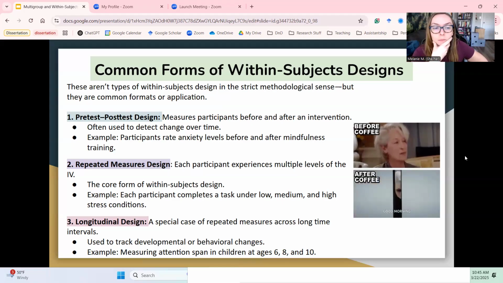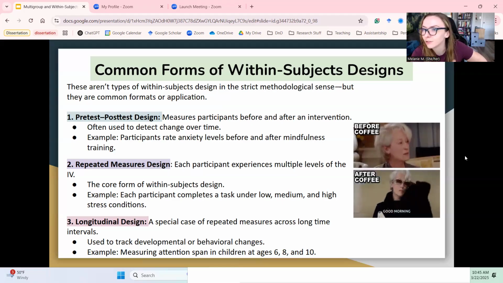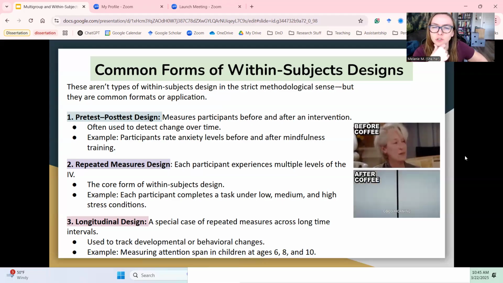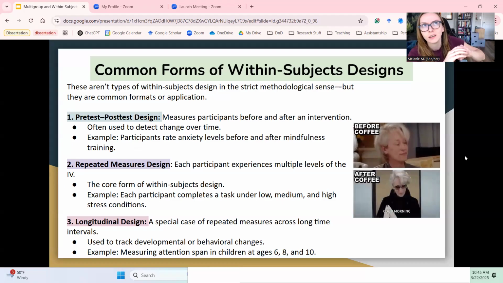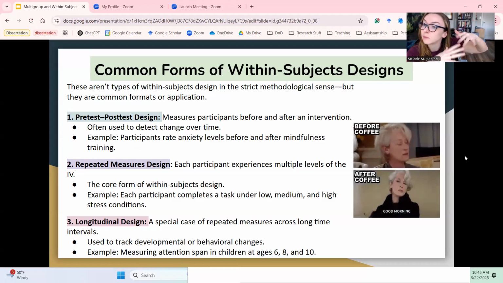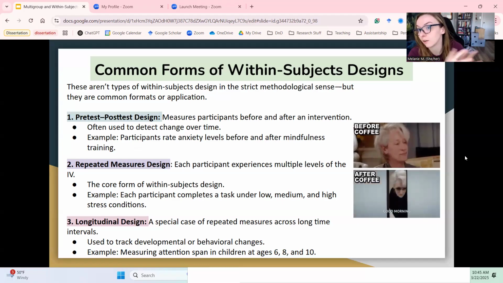Part of what gets tricky, and part of why I have this little designator at the top saying these aren't strictly methodologically different things, is that oftentimes, even with the example of longitudinal, it's usually a longitudinal repeated measures design, which might also include a pre-post test. So these things aren't uniquely different things. They sometimes overlap, but these are the 3 major categories of them.